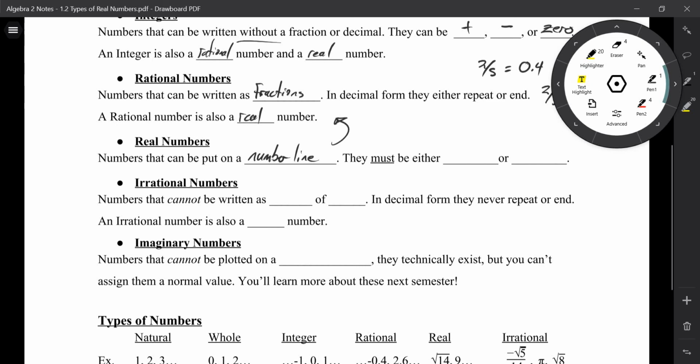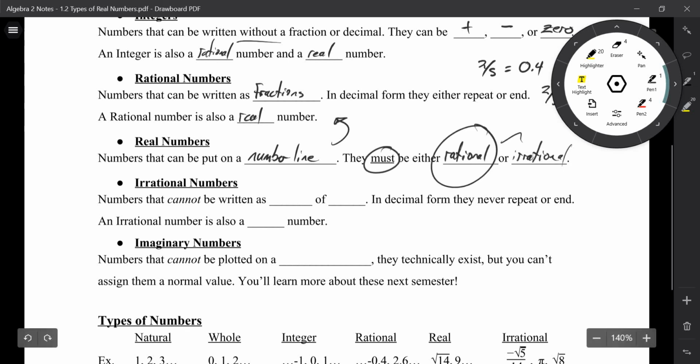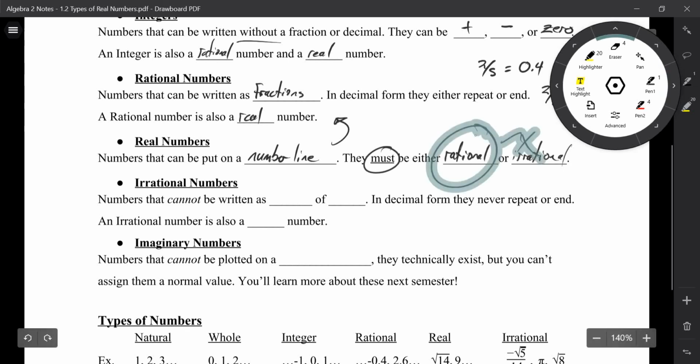So back to real numbers. So numbers that can be put on a number line, they must be either rational or irrational. So if you find yourself in a situation where you say, oh, this is a real number, but it's not rational or irrational, you might want to take a second look. They have to be rational or they have to be irrational. Now, if a number is rational, that means that it is not irrational. And if a number is irrational, that means that it is not rational. You cannot be both rational and irrational.